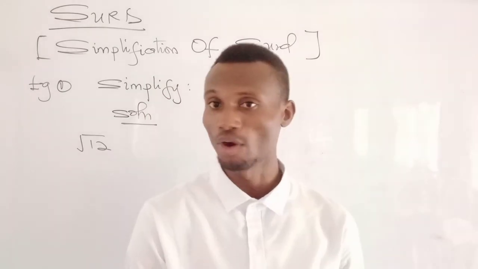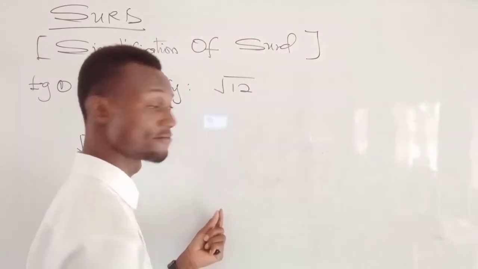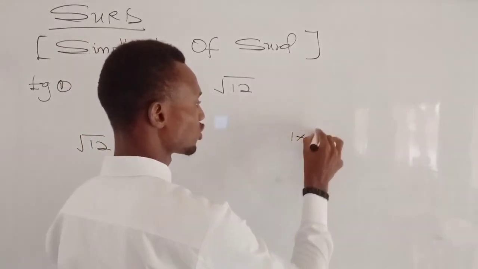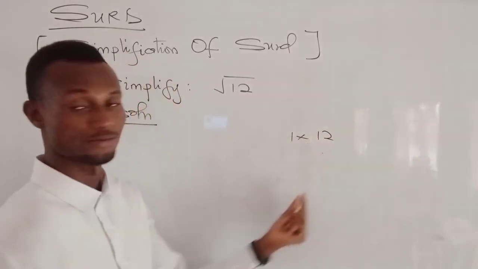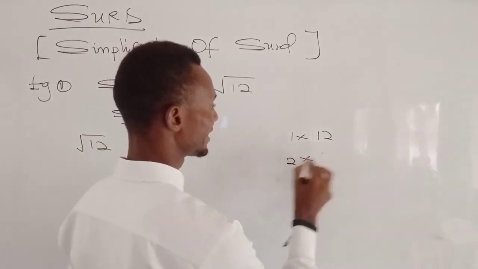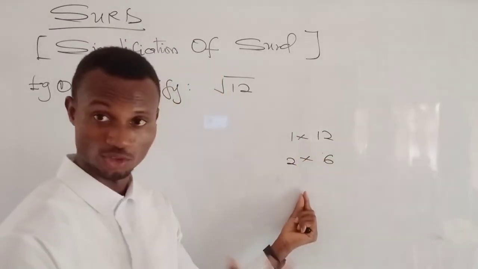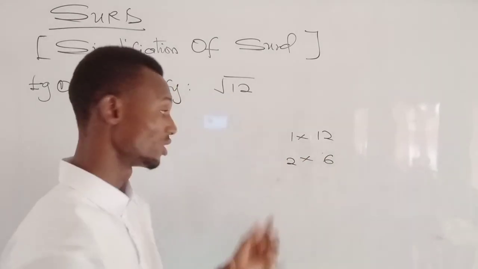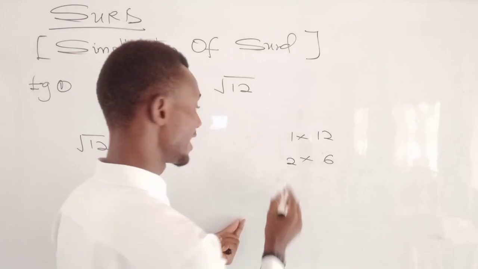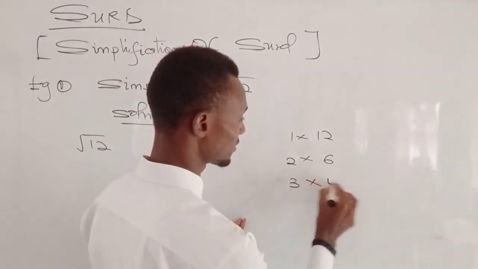Let's write it on the board, then I'll do a further explanation. We can think of 1 times 12. 1 times 12 gives 12. We can also think of 2 times 6. 2 times 6 gives 12. I hope you agree with me. So we are on the right track. We can also think of 3 times 4.